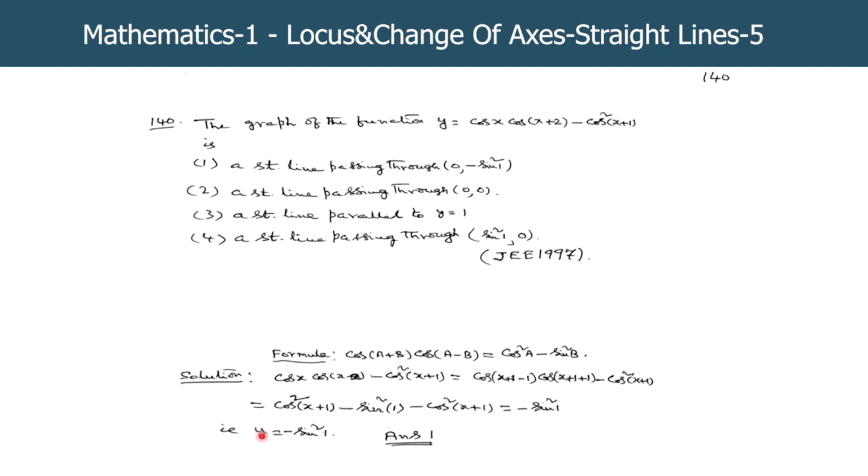So that is y is equal to minus sin square 1. So the line passes through 0 comma minus sin square 1. That graph passes through the point 0 comma minus sin square 1, which is nothing but a straight line. So the correct option is option number 1.